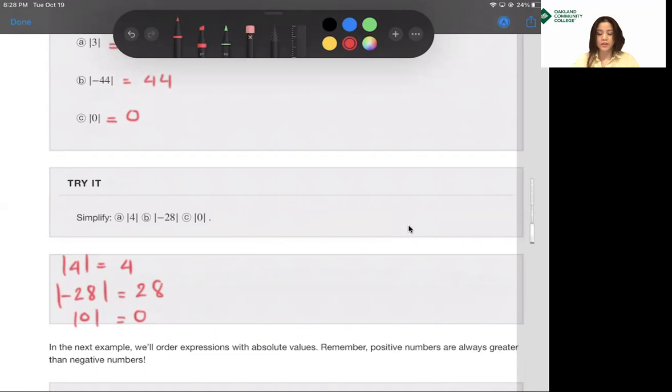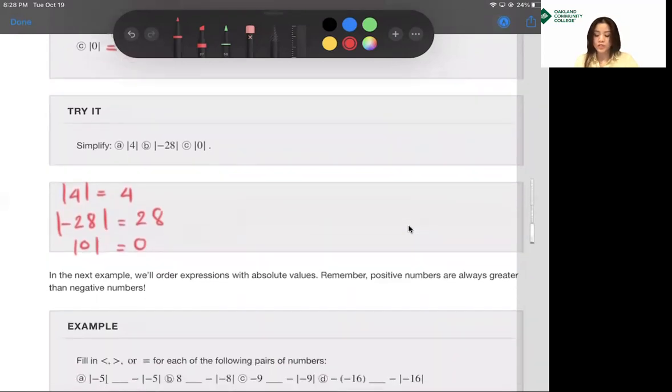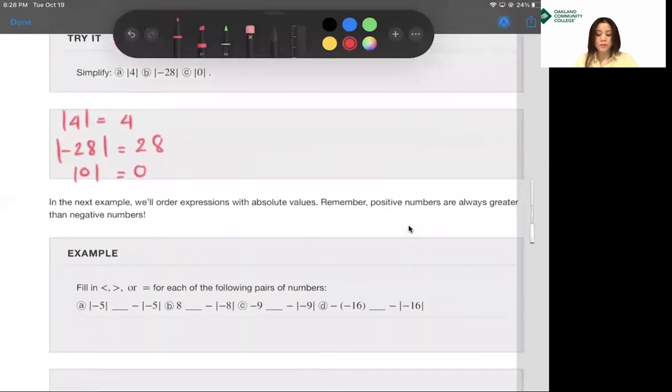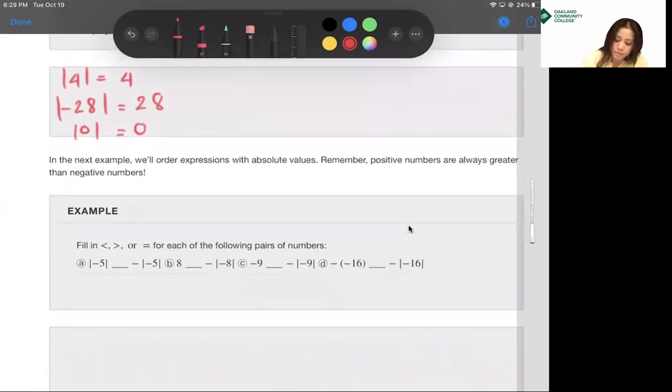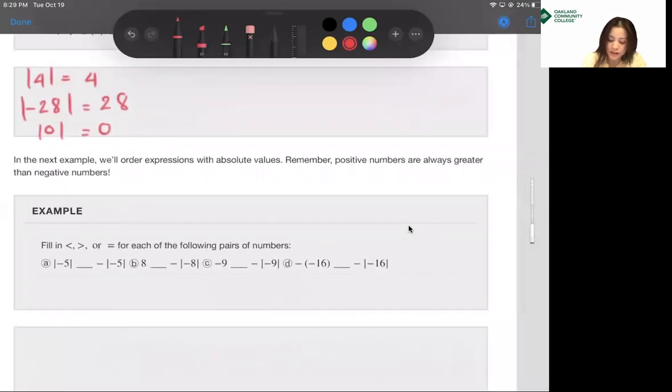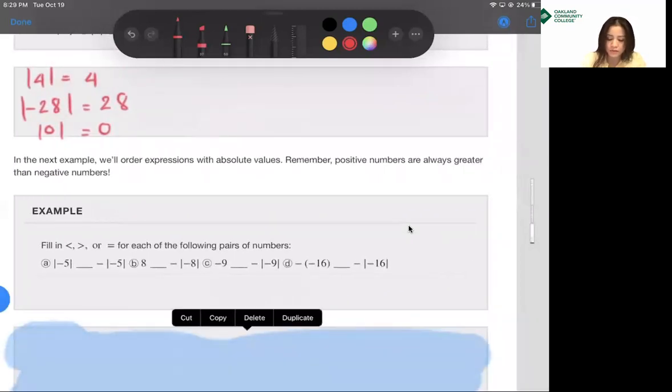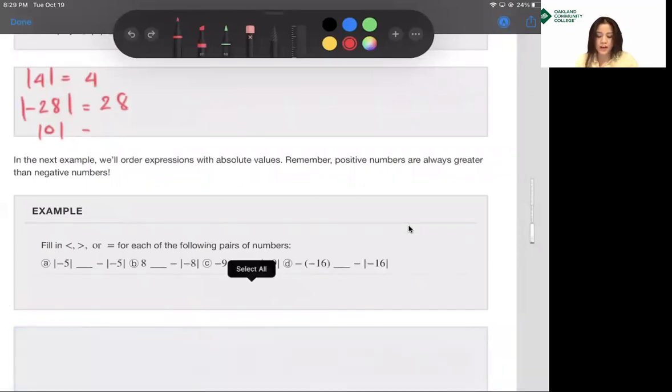Okay, all right. I hope you get a little bit more comfortable with absolute value now. In the next example, we'll order expressions with absolute values. So we're going to compare numbers that involve absolute values. For example, fill in less than, greater than, or equal for each of the following pairs of numbers. The first pair I have is the absolute value of -5 versus minus the absolute value of -5.